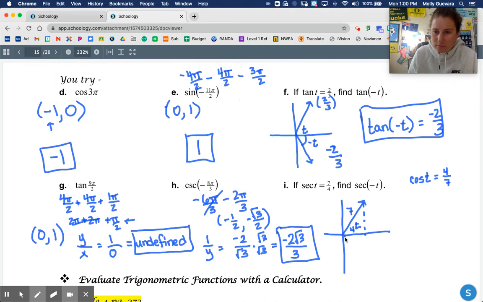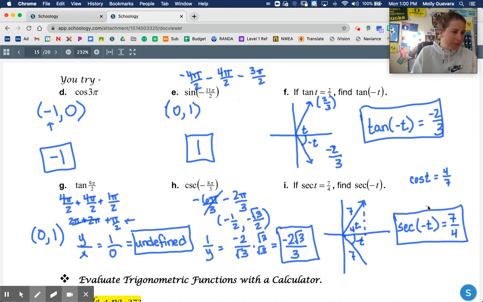So here, negative t. Okay. Well, my hypotenuse is still 7. That hasn't changed. That's not negative, right? So the sine value is negative. And then my x value, my cosine, is still 4. So the secant of negative t actually here stays the same. It's 7/4. And you can use that even and odd feature as well. It's just sometimes hard to remember which ones are even and which ones are odd. So because the 7 is still positive and the 4 is still positive, this stays the same.